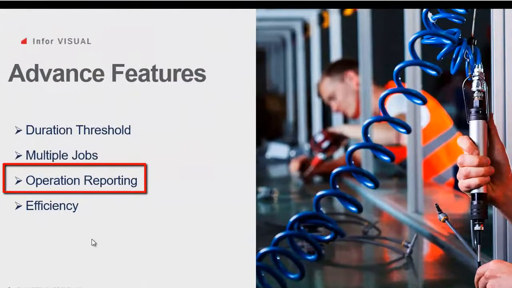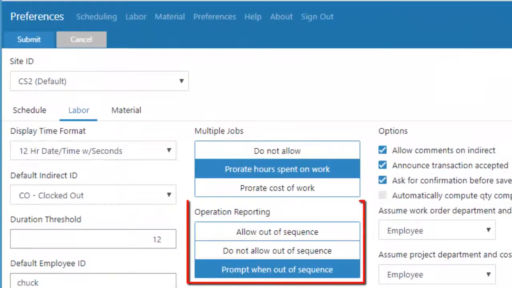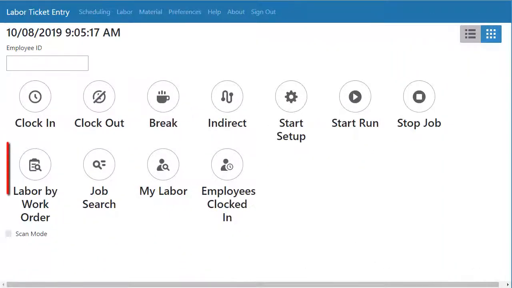The next functionality we'll look at is operation reporting. Additionally, going back into preference maintenance, down on the bottom you'll note that it can allow out of sequence, do not allow out of sequence, or prompt. In this case here I chose prompt.